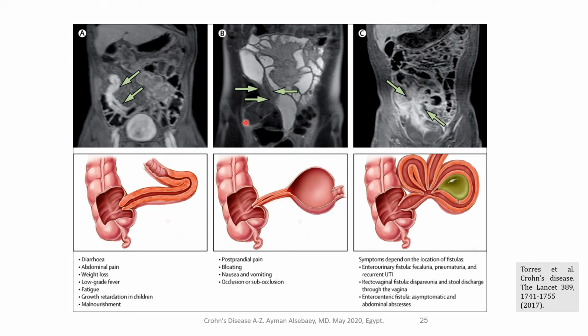This is an MRI of a patient. Here you find that there is affection of the ileocecal region. You will find that the mucosa is thickened and enhanced. Okay, there is here a stricture, and before the stricture there is dilatation, as we see here. And here you will find that there are multiple fistulae.